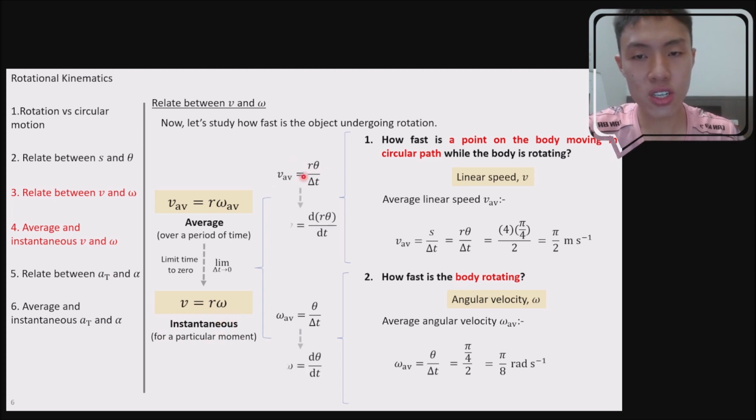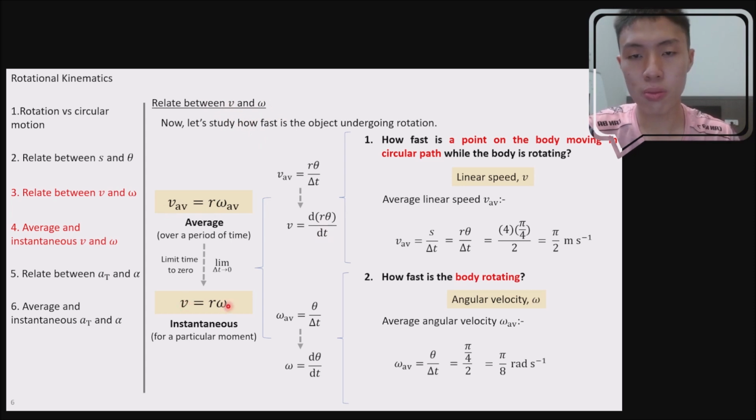Okay, these equations here can also be converted into instantaneous form. Just change the delta to become d. So you can get this equation, which is the instantaneous form of the linear speed. This is the instantaneous linear speed. This is the instantaneous angular velocity. Just change all the changes to become infinitesimally small changes, d. So d theta over dt is the instantaneous angular velocity. ds over dt is the instantaneous linear speed. Okay, so this is how we relate v and omega.